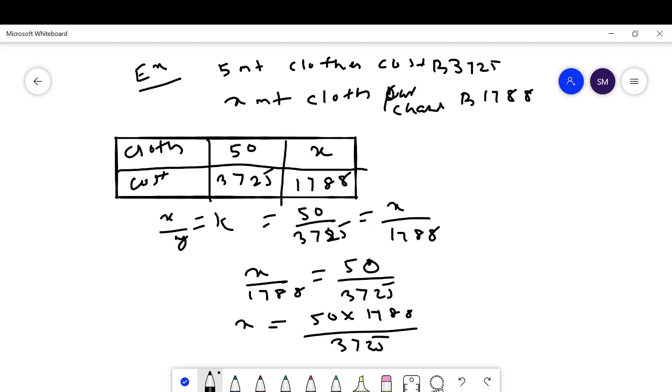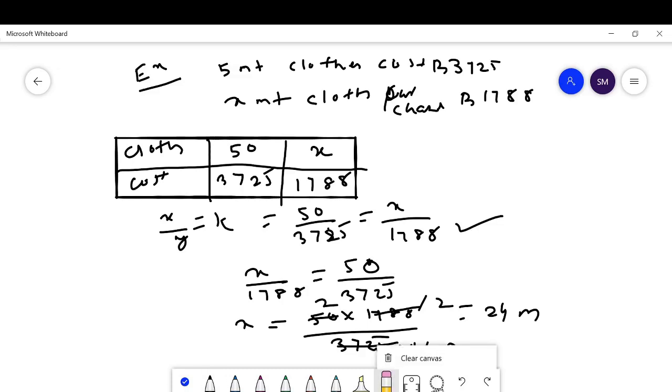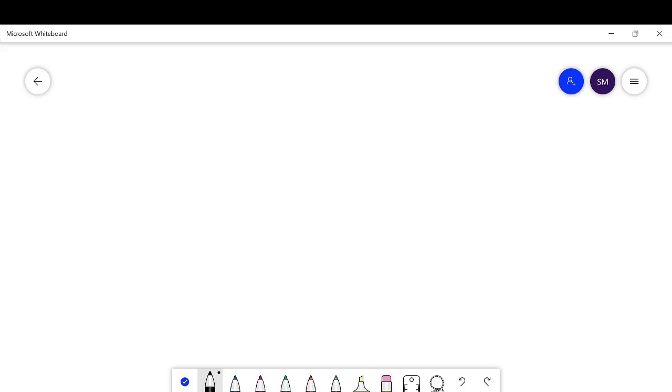Then got it. Then 25 twos are 50, and 25 times 12 is 300... simplifying, we get 12, so we get 24 meters of cloth. 25 meters of cloth can be purchased for 1788 rupees. Then next question.